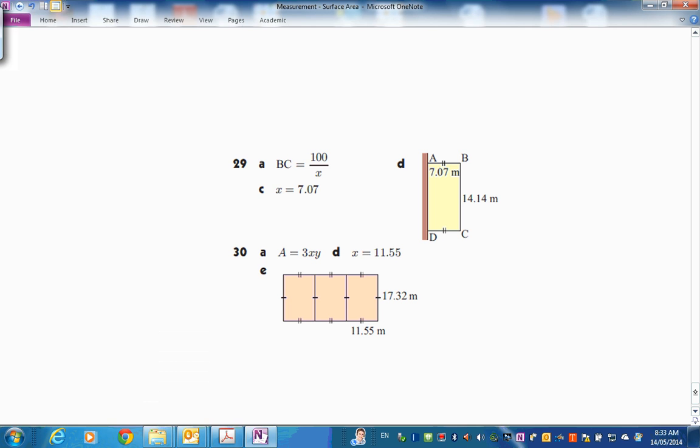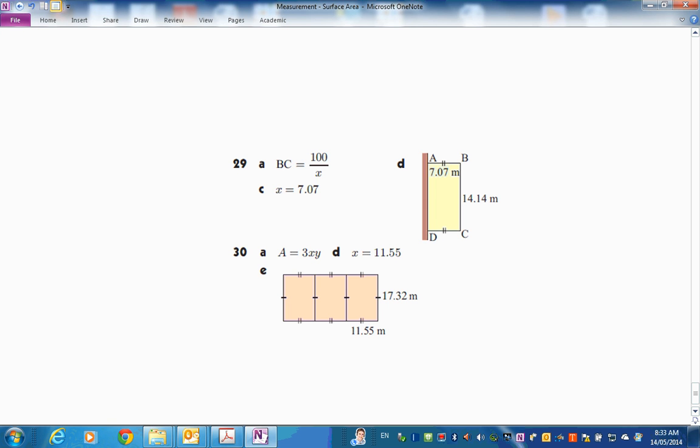So here are the answers. How to construct something which will have the minimum length of wire or something like that. Quite a handy little problem. It's attached here to surface area. It isn't. It's associated with surface area, but a bit more detailed problem there. A bit harder problem.